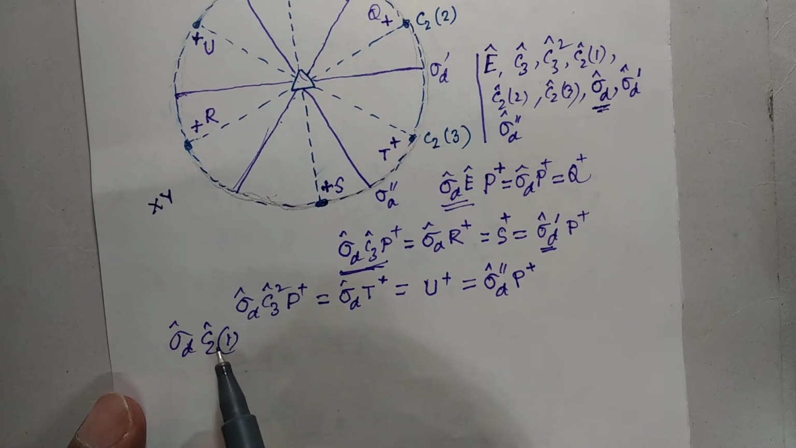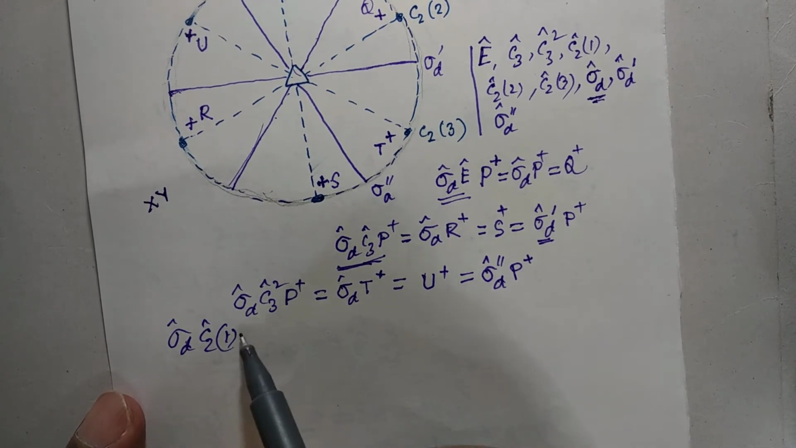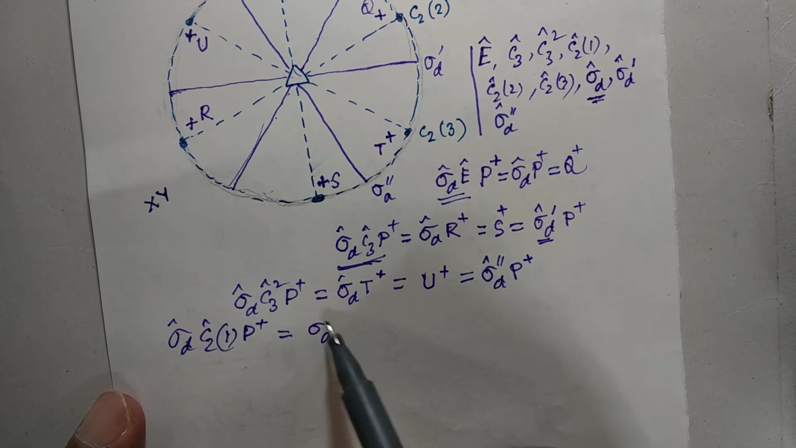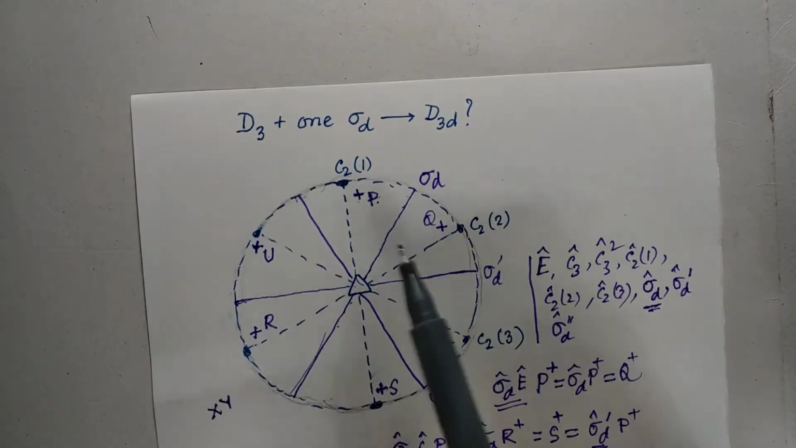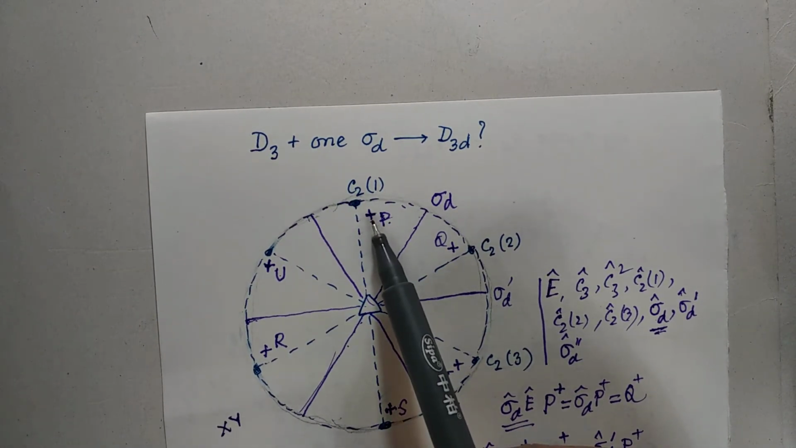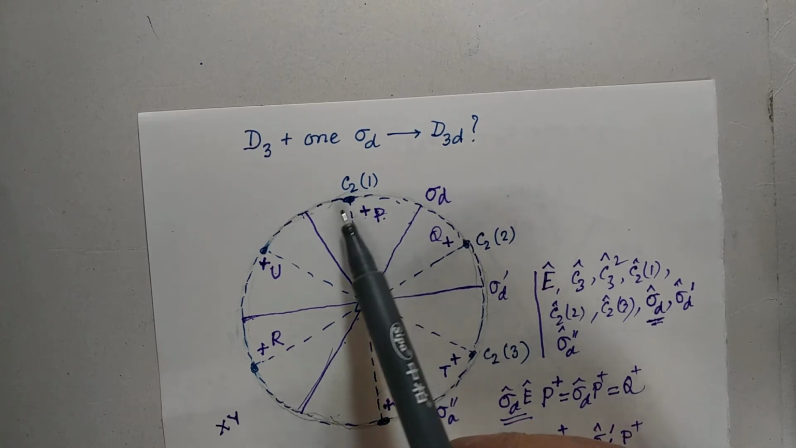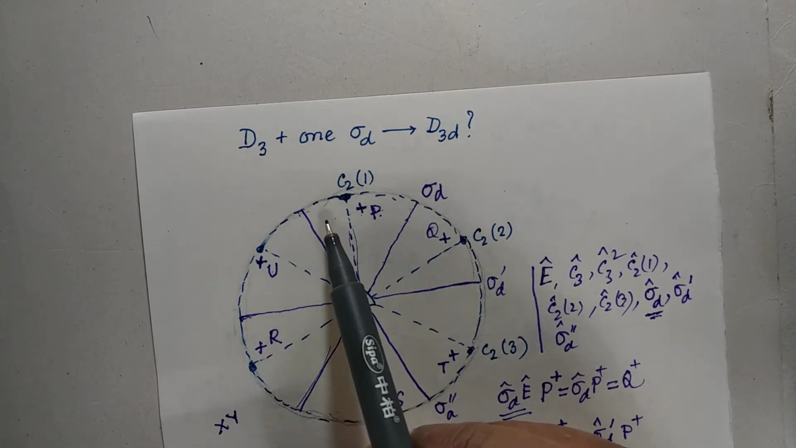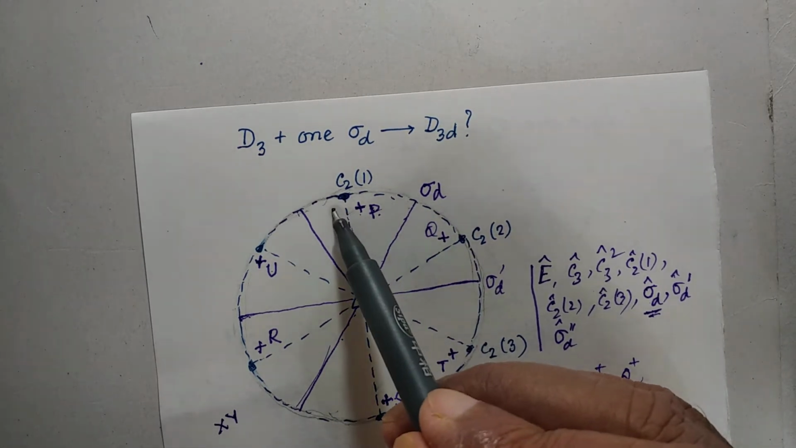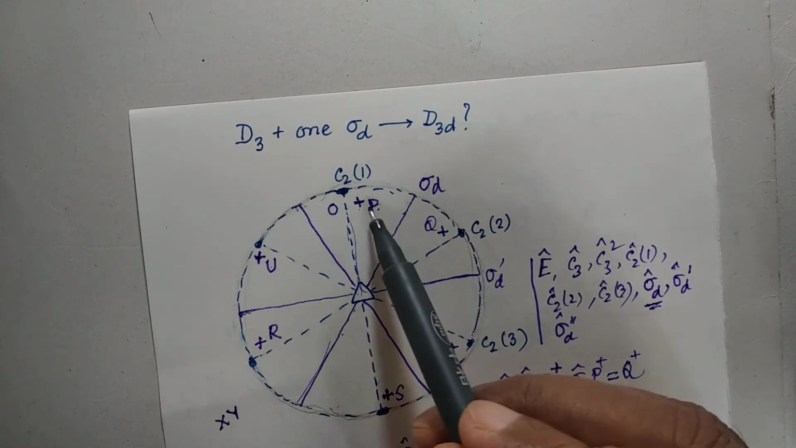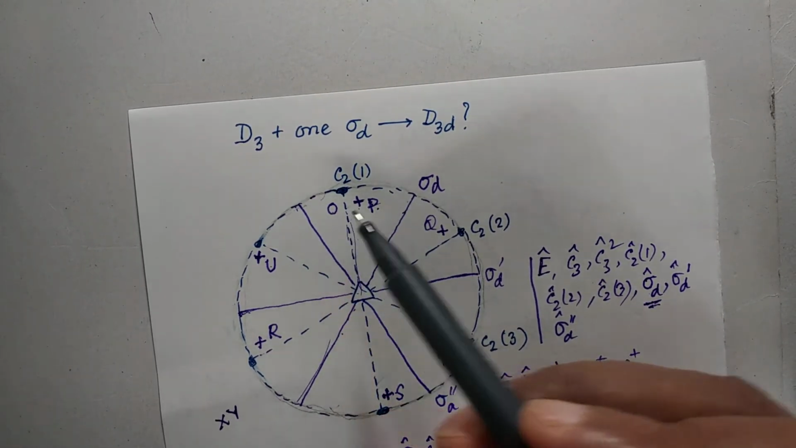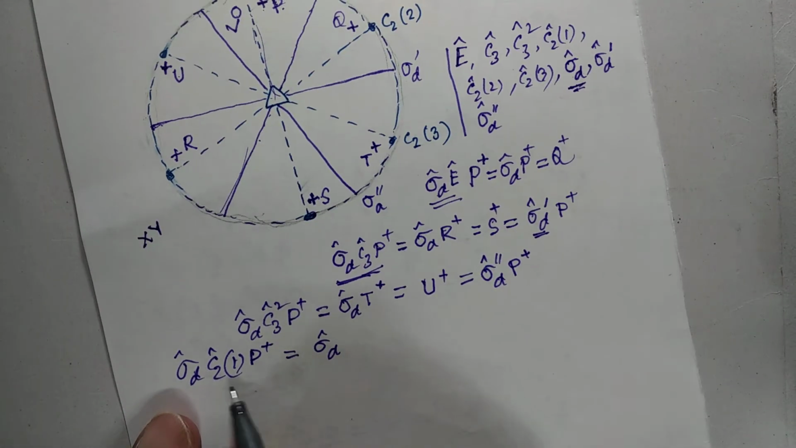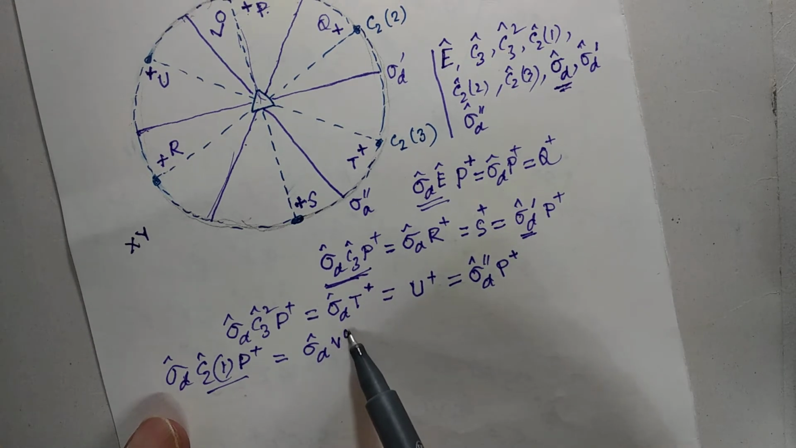Sigma d multiplied with C2 1 and applied on P plus will give you sigma d, then P plus being subjected to this rotation, a twofold rotation about this axis. From above the plane, we'll go to a position below the plane. Therefore, our projection will be like this. So we get this point. Let us call it V. This part is V hollow.